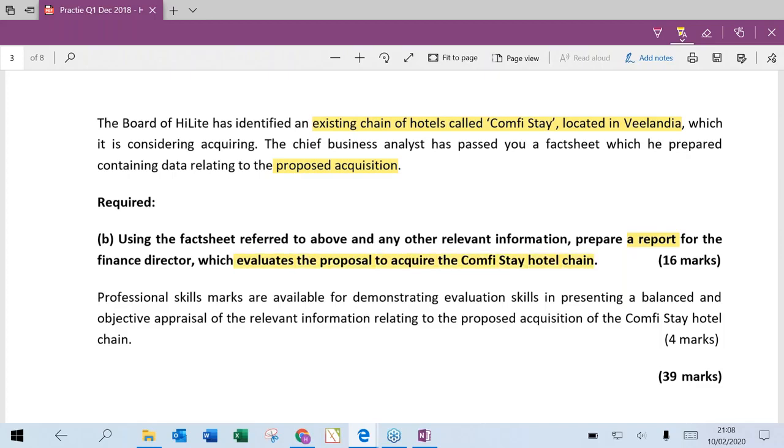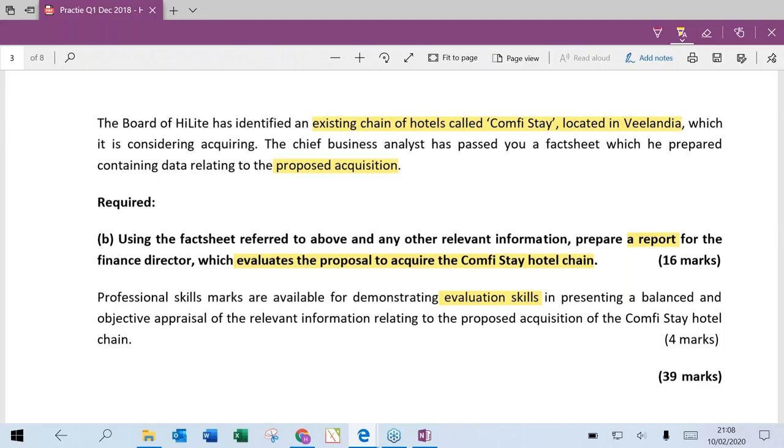Professional skills marks are available for demonstrating evaluation skills in presenting a balanced and objective appraisal of the relevant information relating to the proposed acquisition of the Comfy Stay hotel. So, can anyone tell me evaluation skills? How can you score high on evaluation skill? What exactly do you need to do? Laiba, Smita, Chris, Ahmad. No, no, no.